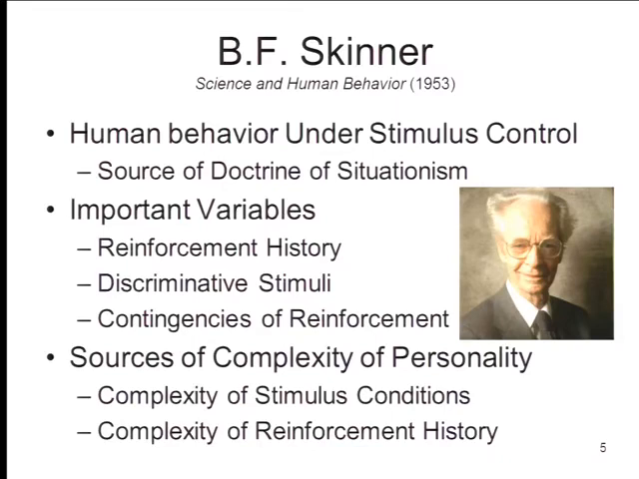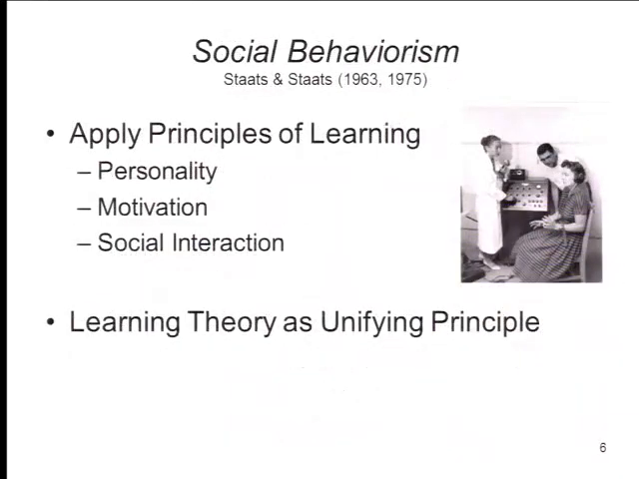All right, so let's see where this takes us. Arthur Staats and his spouse were the first to try to apply Skinnerian principles of learning to the human case. They argued that all aspects of personality and motivation and social behavior, all sorts of things, were under stimulus control, just like Skinner said they were. And they tried to use learning theory as a kind of unifying principle. It was what they called social behaviorism, really doing a stimulus response analysis of individual personality and social interaction.